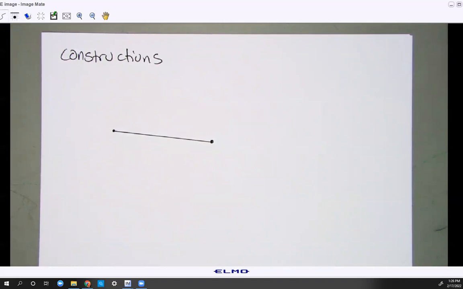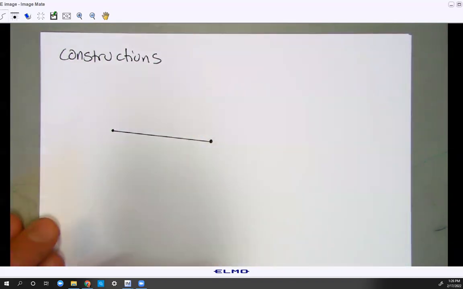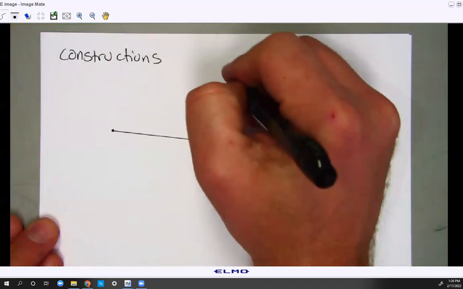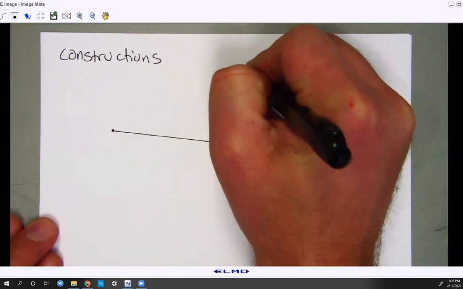Now, this line might be too long, it might be too short. We can adjust it later, but it's nice to at least have a place to start with your compass. It makes the whole process a little less overwhelming. So one of the most important constructions that shows up everywhere is a perpendicular bisector.